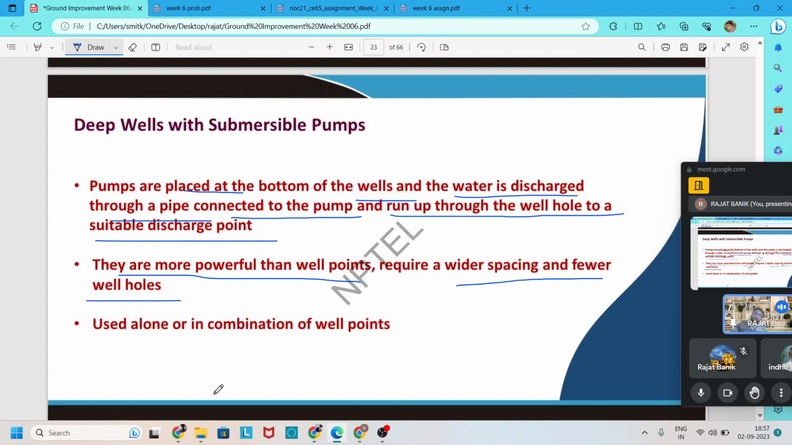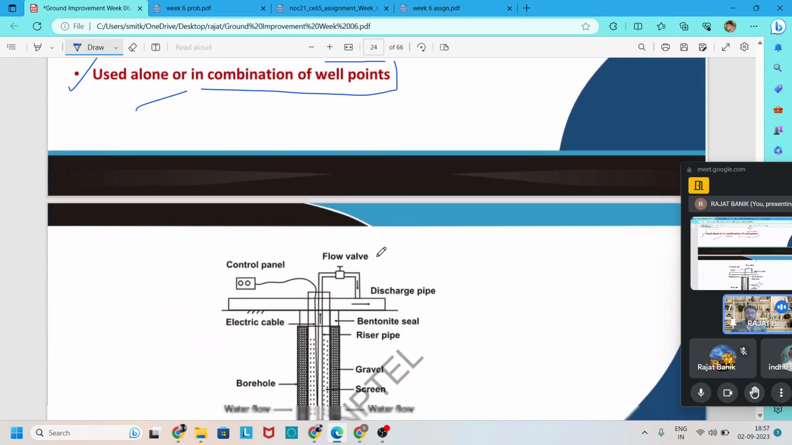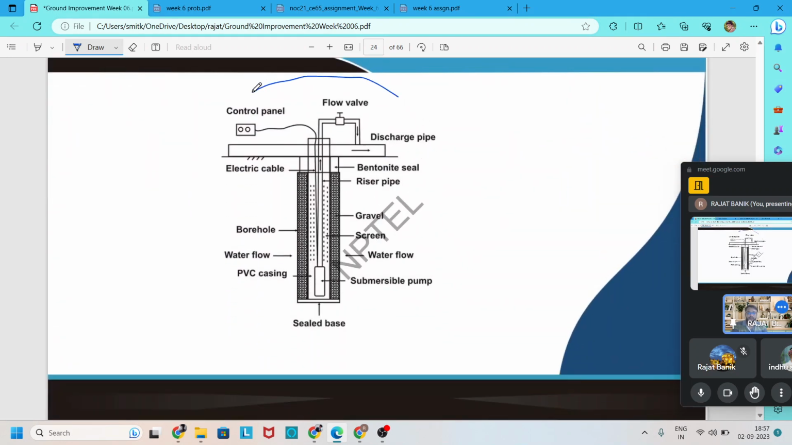So sometimes it is cost effective, but the arrangement requires huge money, and it is also used alone or in combination with well points. I mean, to reduce the cost of construction, sometimes well points are used with deep wells also, to make it cost effective. Here one arrangement is given for a submersible pump, or we can say deep well.